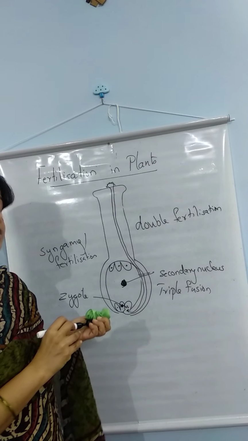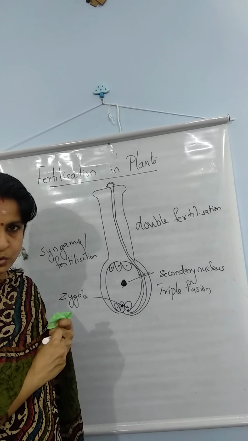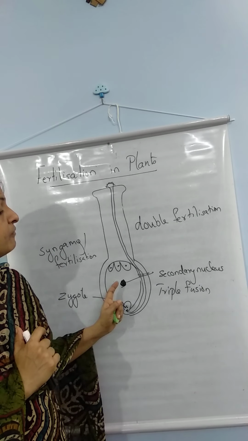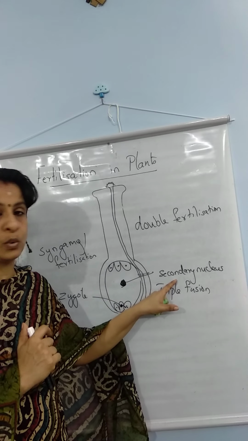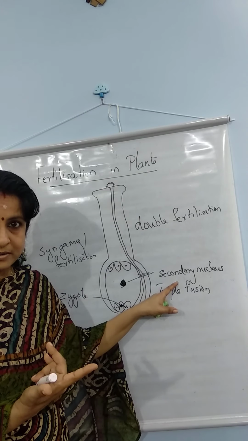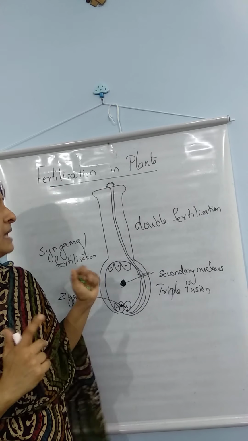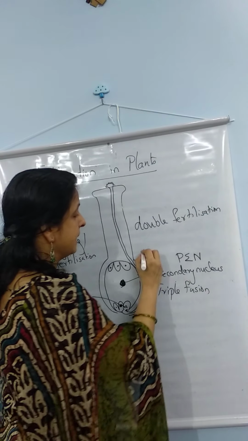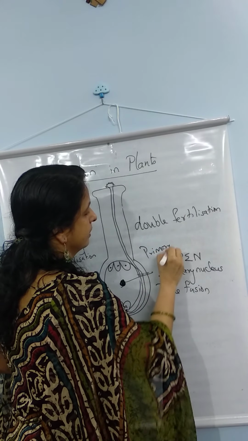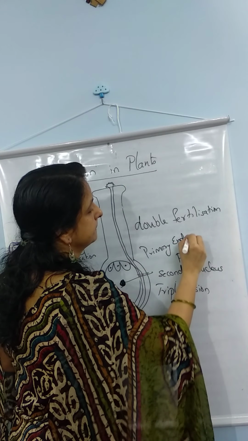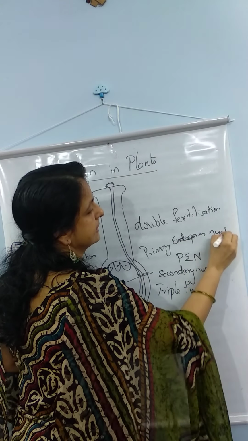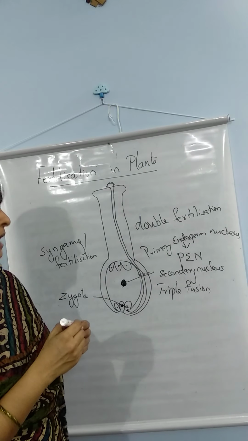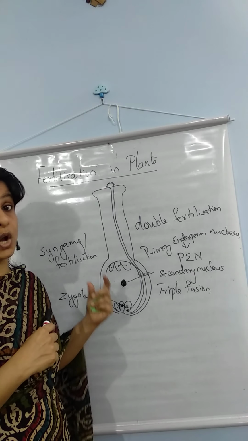Now, fertilization in plants is called double fertilization. Why? Because here 2 male gametes are involved in fusion. One male gamete will fuse with the egg and form the zygote. The second male gamete will fuse with the secondary nucleus, or you can say with the 2 polar nuclei, and forms what is called PEN, primary endosperm nucleus. So this is why it is called double fertilization.